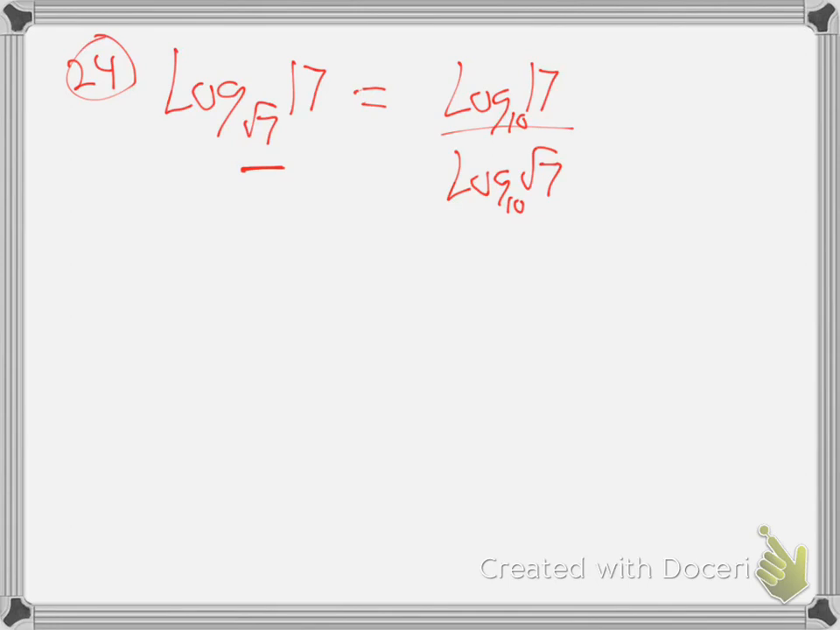17 over log root 7. I'm getting 2.911, 967. Yeah. 2.912, however far they want you to round it. 2.912. That's what I got too. Technicalities. We good?